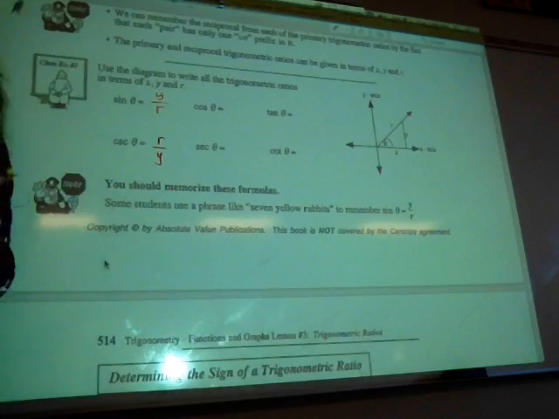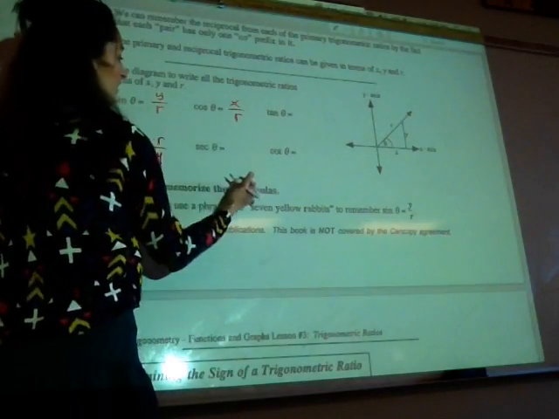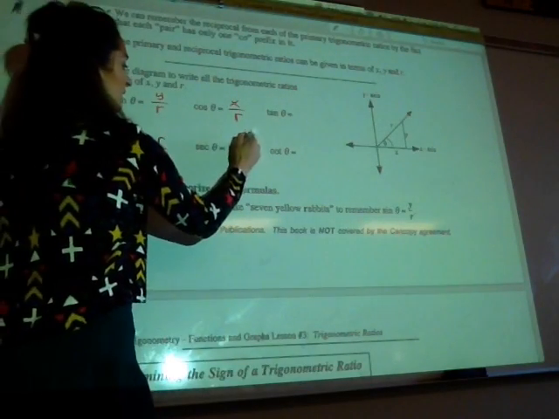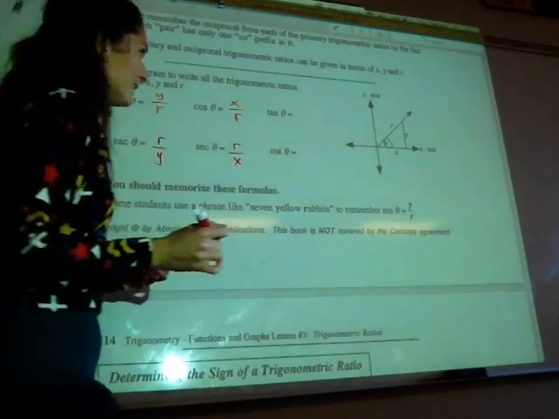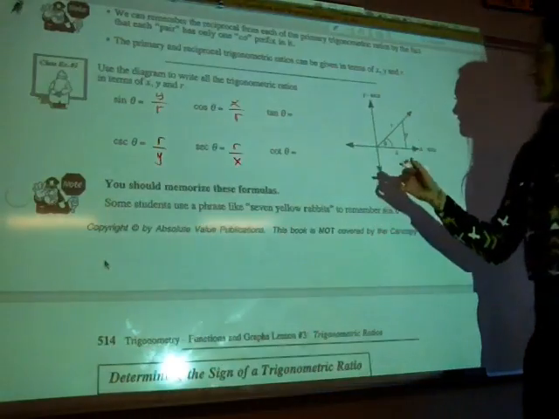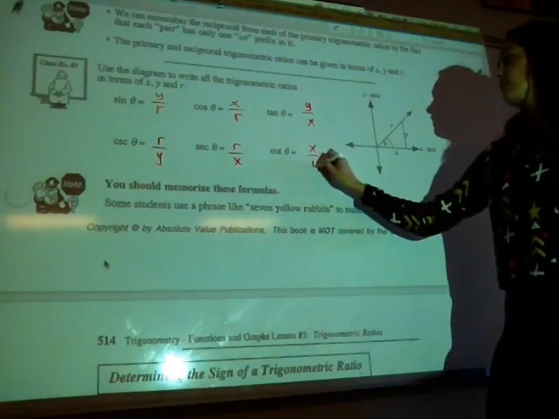What is your adjacent length? What do we call it in this triangle? X, perfect. And our hypotenuse is r, so the reciprocal is secant. The ratio will be r over x. And lastly, tangent, opposite over adjacent, we get y over x. The reciprocal would be x over y.